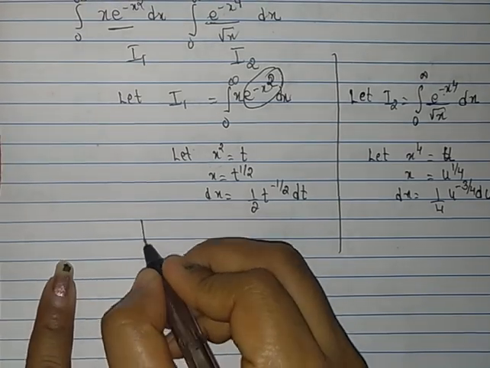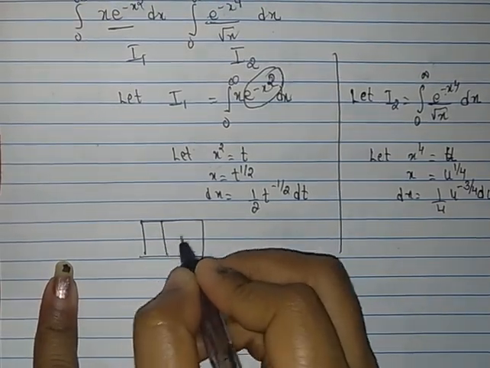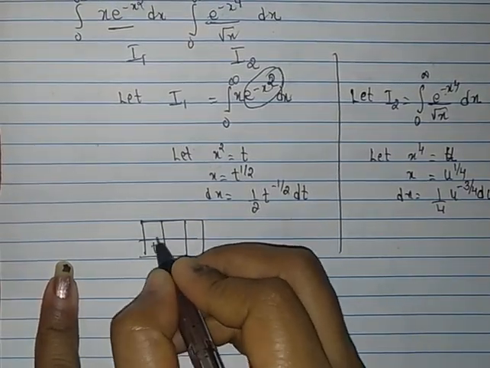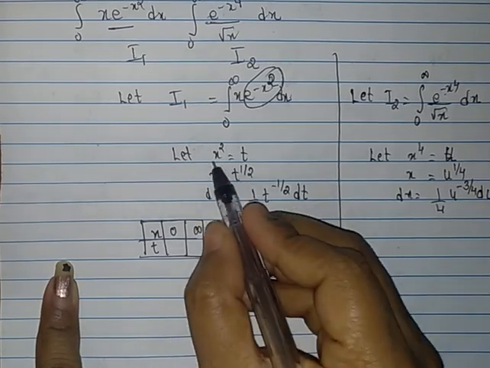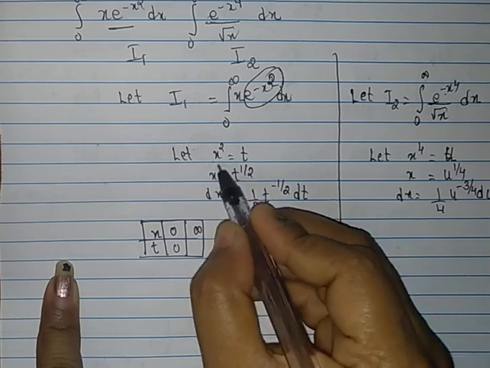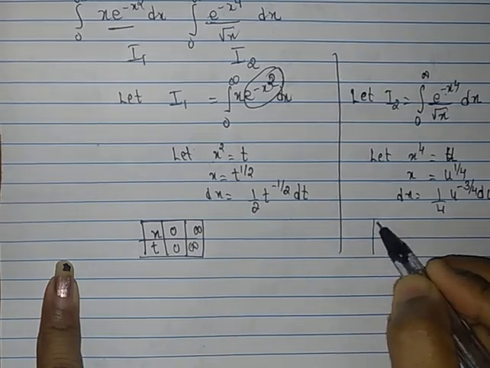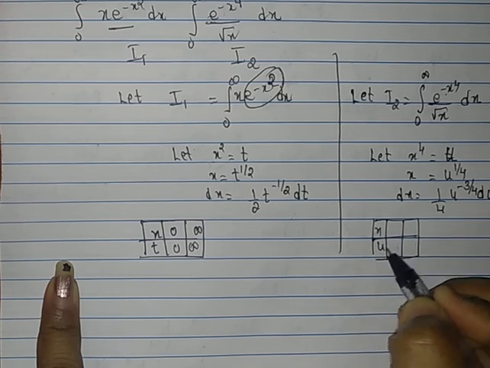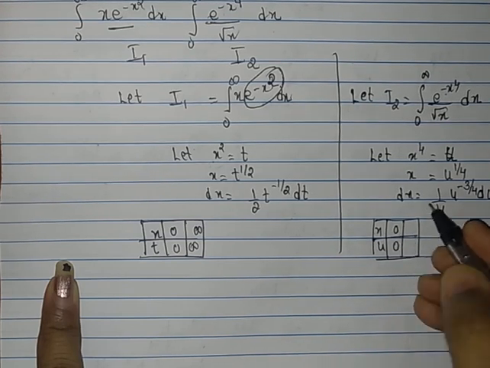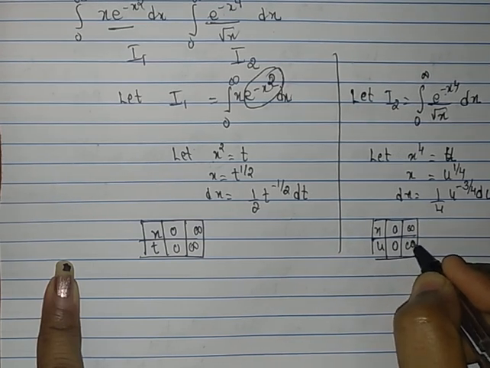Now the limits. The limits of the t integral are 0 to infinity. When x is 0, t is 0. When x is infinity, t is infinity. Similarly over here, I'll be interested in the limits of u. When x is 0, u is 0. When x is infinity, u is infinity.